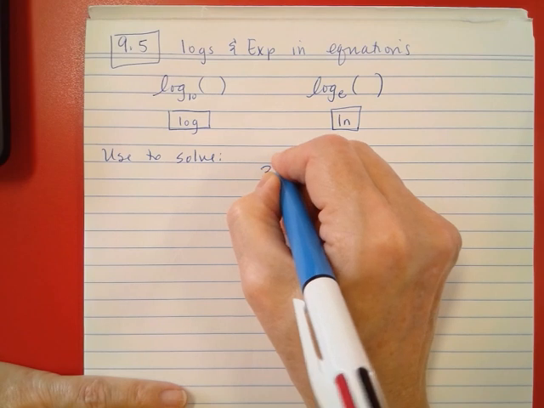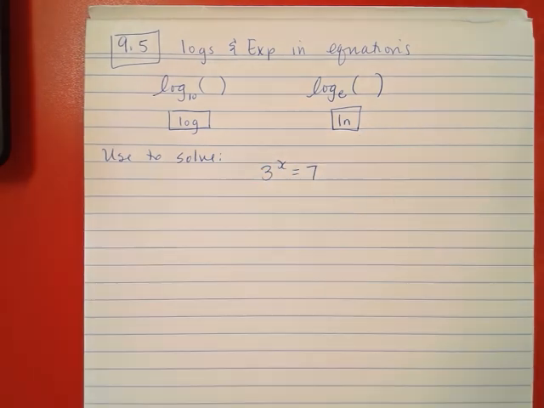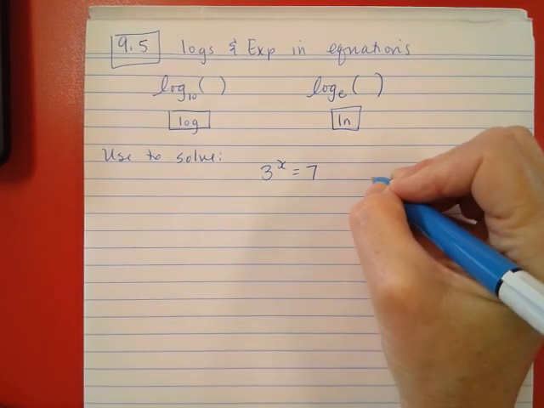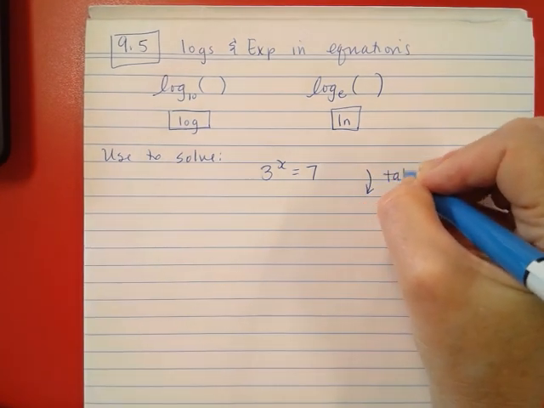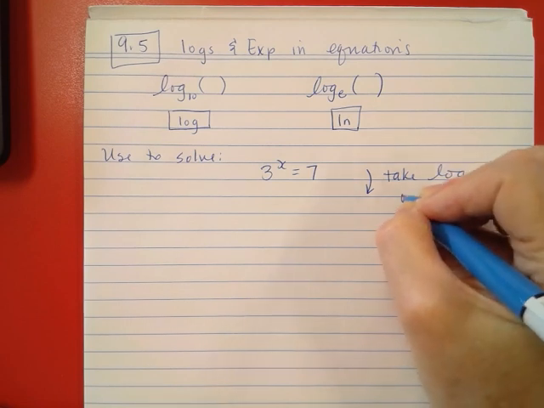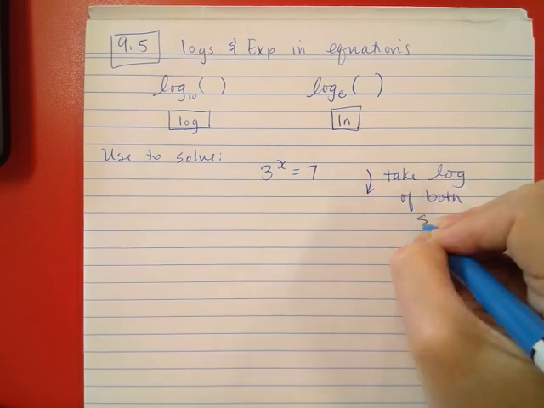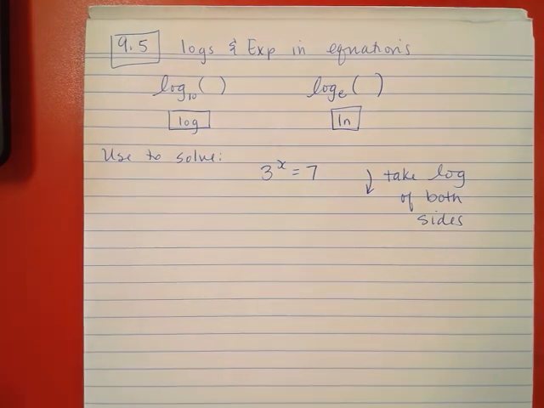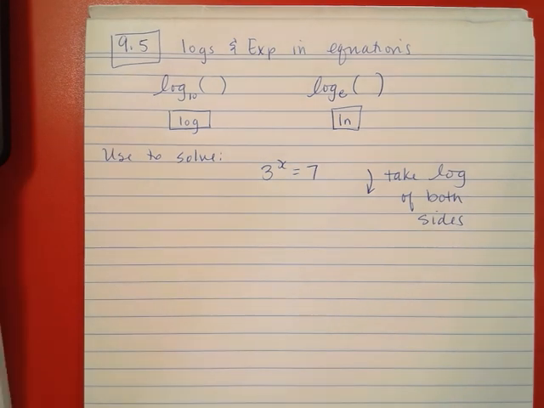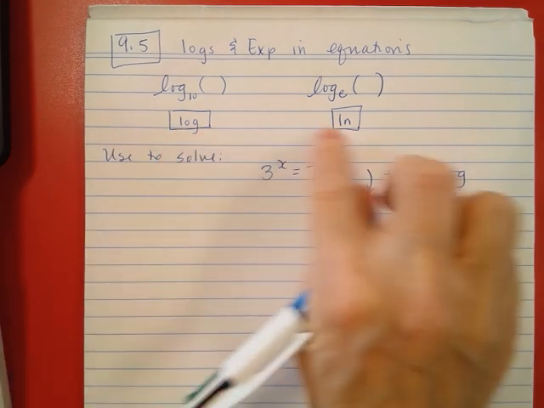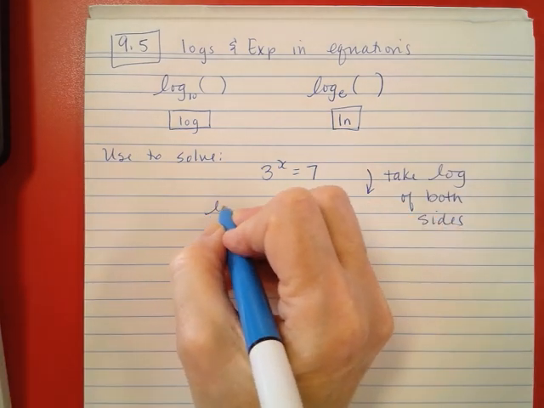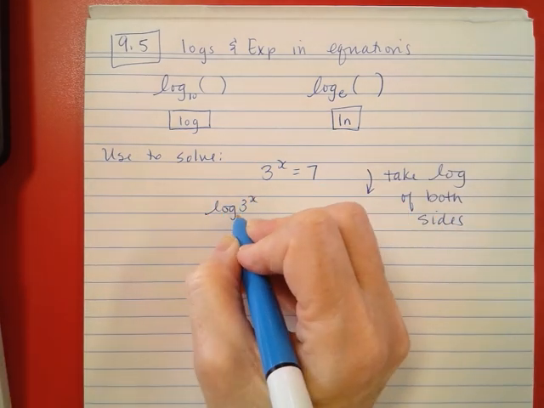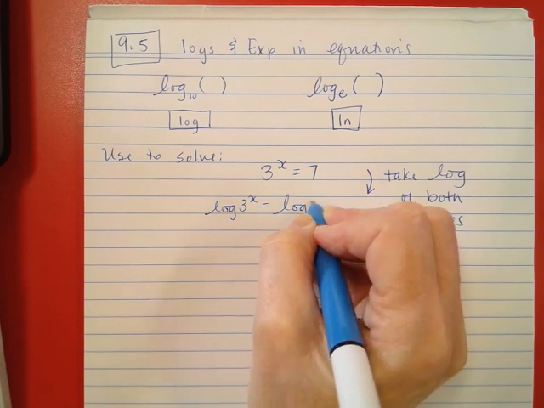We go 3 to the x equals 7. Now I'm going to do something in this process that you haven't learned yet, but I know you learned it in year 10. So what I'm going to do is I'm going to take the log of both sides. Okay, so I'm going to take the log of both sides. I can use log or ln, it doesn't matter. So I'm going to go log 3 to the x, there's base 10 there if I don't write it, equals log 7.